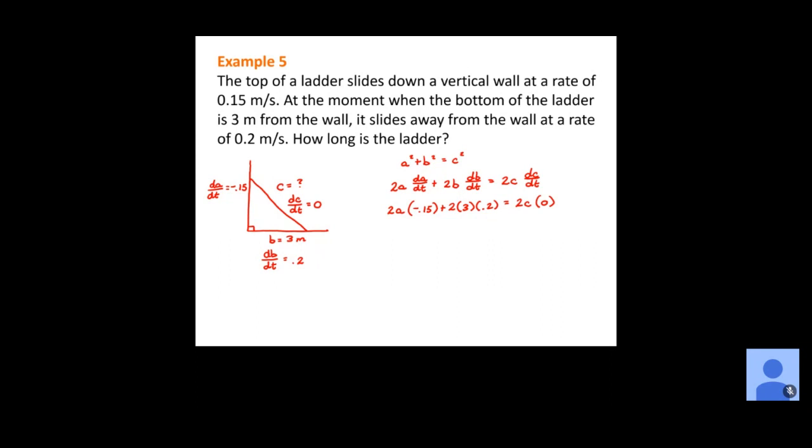Now, since that rate of change is 0, that means everything on the right-hand side just becomes 0. So now we actually have an equation that only has an a value in it, so we can solve for a. I'm just going to multiply here and get 2 times negative 0.15, that's going to give us negative 0.3a, plus 2 times 3 is 6, times 0.2 should give us 1.2. So then when we solve this, we're just going to get a by itself, move the 1.2 over. Negative 0.3a equals negative 1.2.